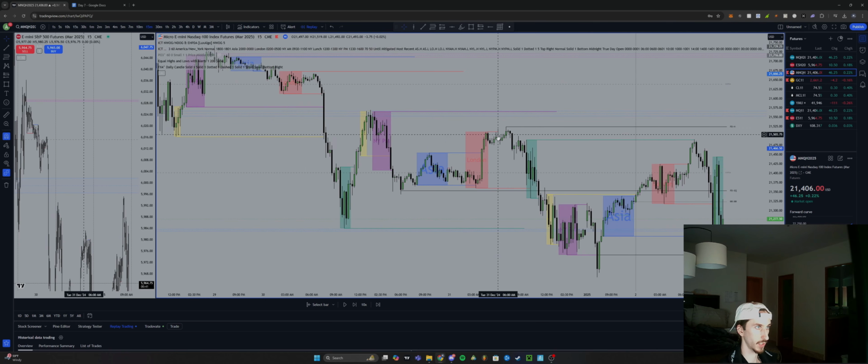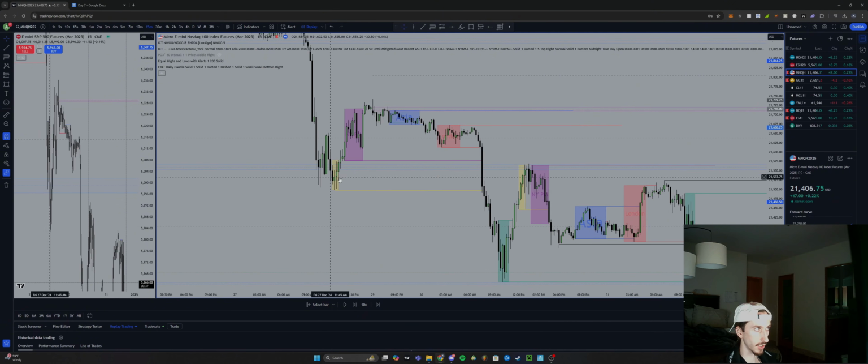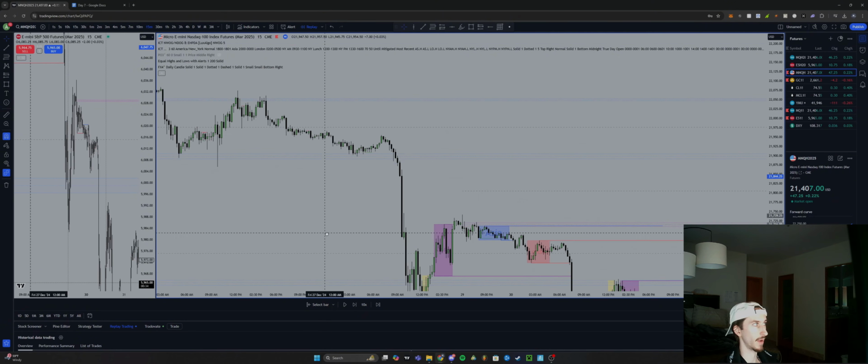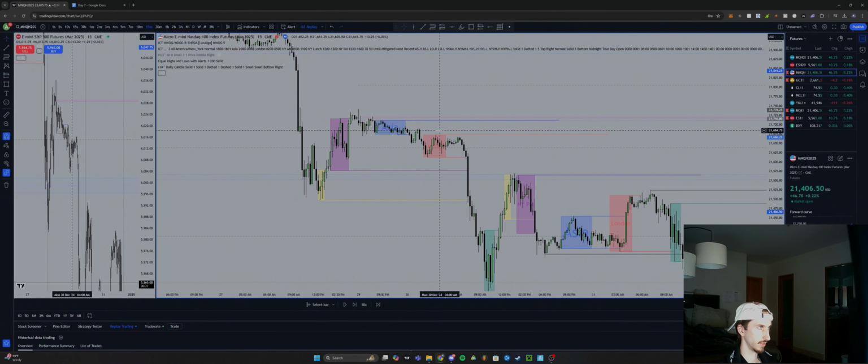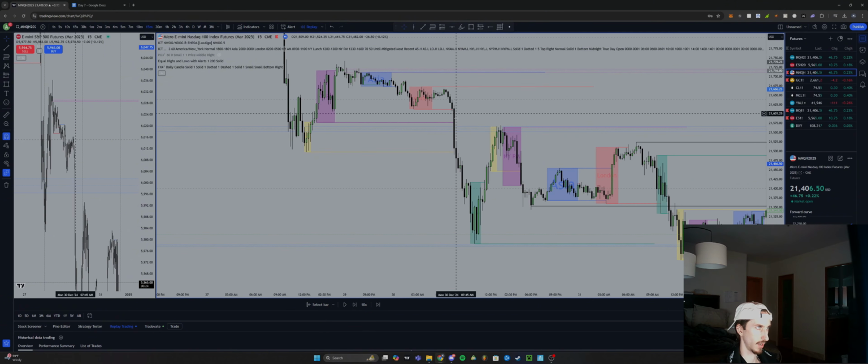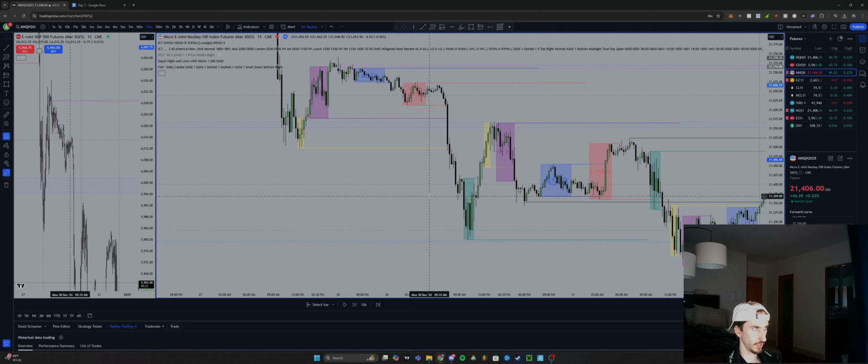We had the manipulation during London, and then we had the distribution during New York, right? So you could go back and backtest, go back in the historical charts, and see what everything does, right? Obviously we had an accumulation here. I'm assuming we had some sort of S&T with London high, and then distribution, right?